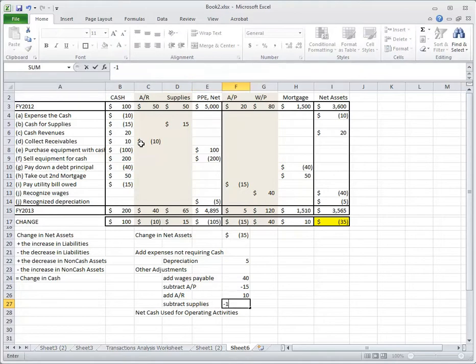So subtract 15, and then the net cash used for operating activities is going to be the sum of these values, negative 10. So we did go up by $100 in cash, but we spent more cash than we brought in during this time period.